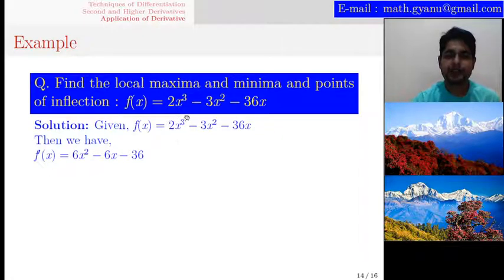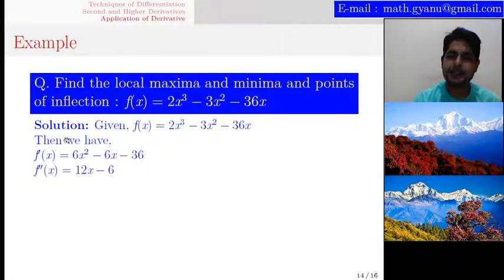Okay, 2x cube. After differentiating, its differential coefficient will be 3 times 2 is 6, and the index of x is decreased by 1, that is x square. So we write here 6x square, and the differential coefficient of 3x square is 6x, 3 times 2 is 6, and the index is decreased by 1 unit, so minus 6x. And 36 is a constant times x, the derivative of x is 1, so that will be minus 36.